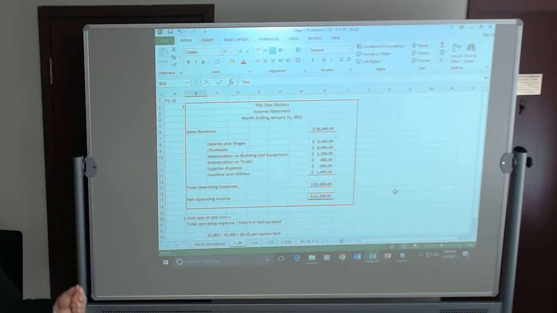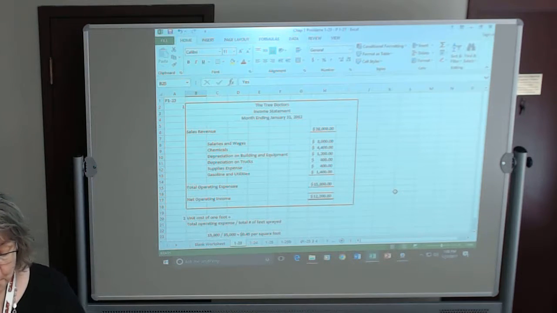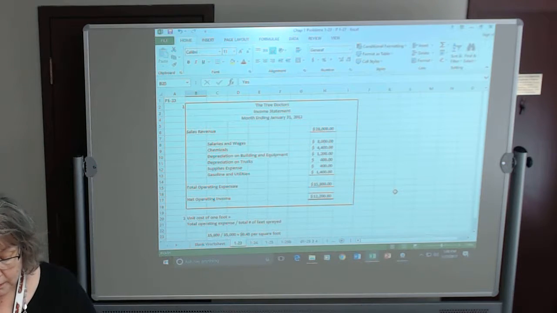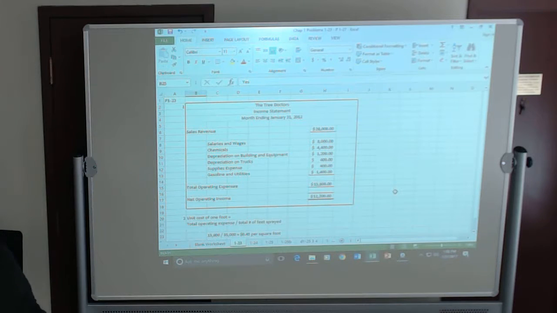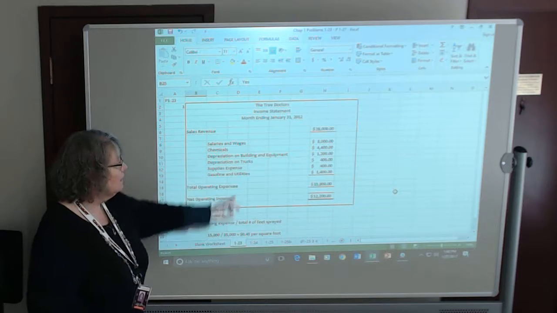There's nothing like picking up a piece of paper that you think is current, but it's 2 years old, to mess up your whole accounting system. Now, the tree doctors earned $28,000 in revenues for the month of January by spraying trees totaling 35,000 feet in height. So the first thing we're going to do is prepare an income statement for the month of January. To start the income statement, we're going to put in the sales revenue, which was $28,000.